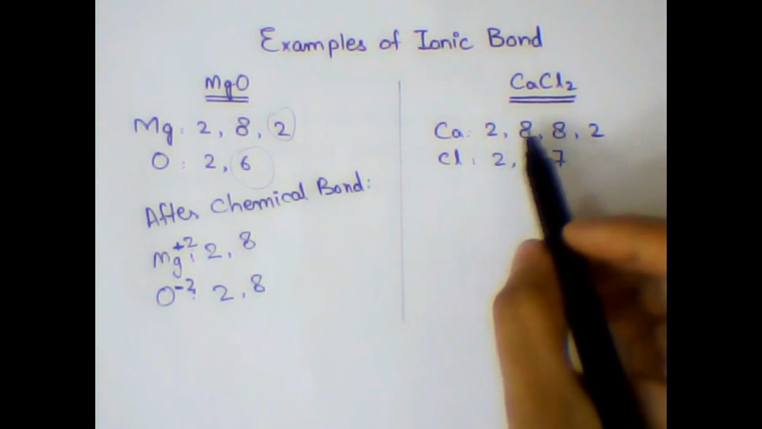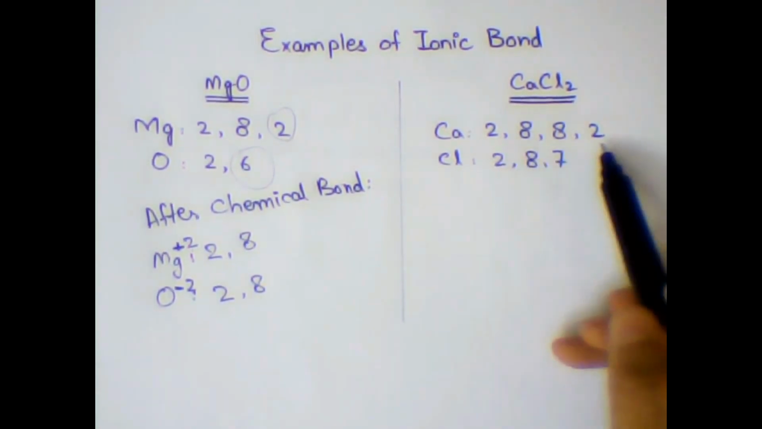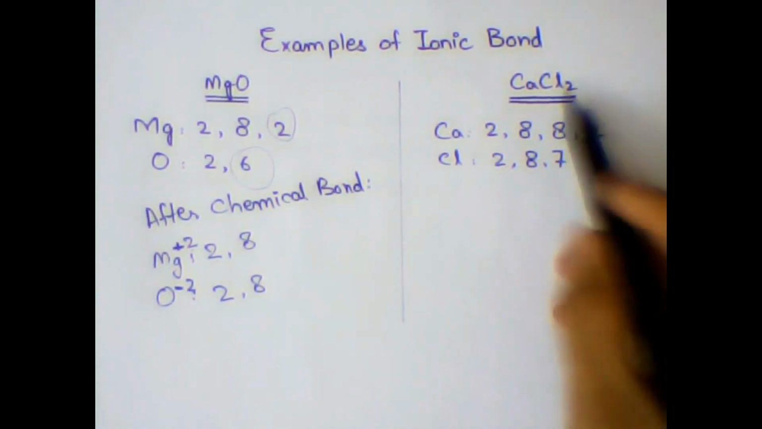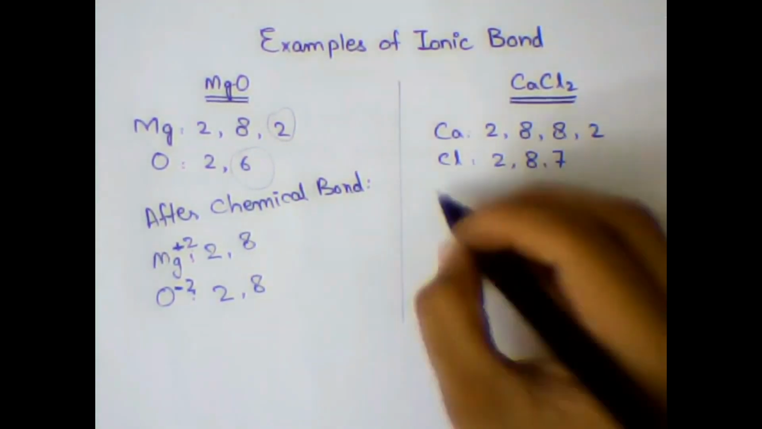Okay, now come to the calcium chloride. Calcium has the electron setting 2, 8, 8, 2. It has 2 valence electrons and chlorine has 7 valence electrons. Since we have 2 chlorines, we need to draw one more chlorine over here.